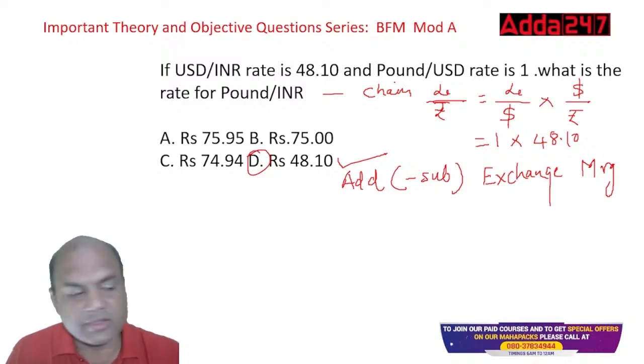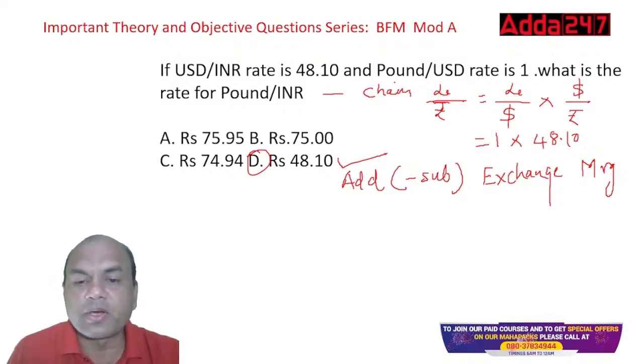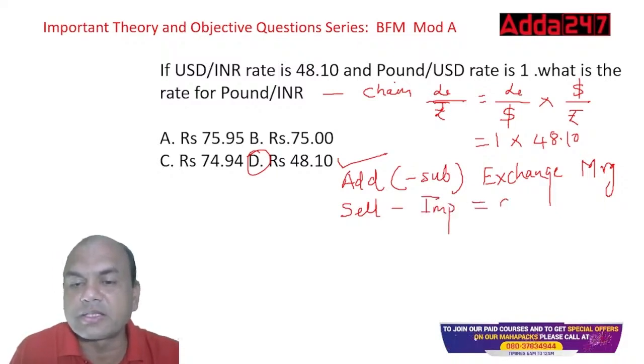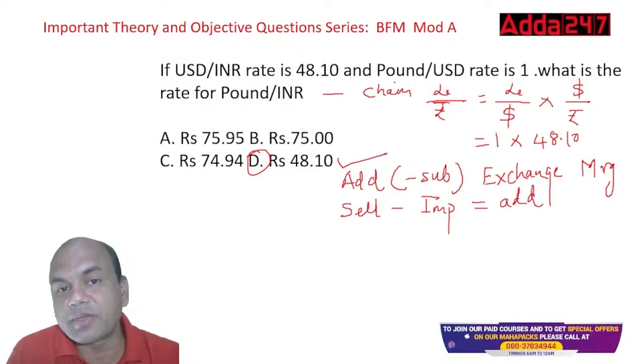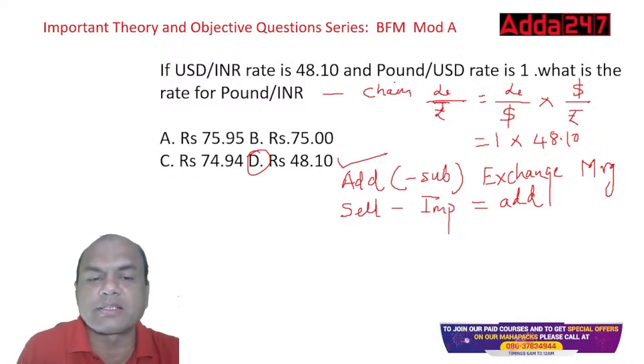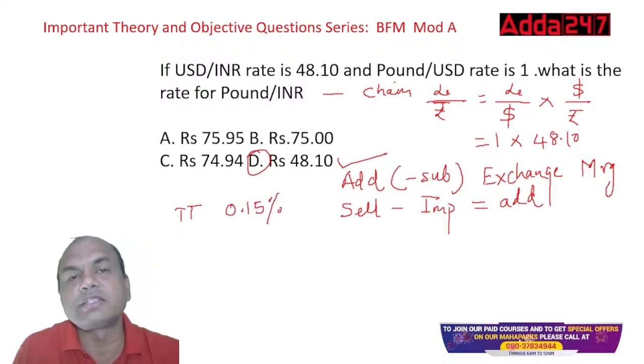You will decide it on the basis of whether you are selling. Suppose you are doing a sale. When will you sell? You will sell in an import transaction. Suppose you are doing the import transaction or sale, then you will be adding the exchange margin. It's not asked in this problem, but in the exam they will definitely ask you some margin, like a TT margin of 0.15%.